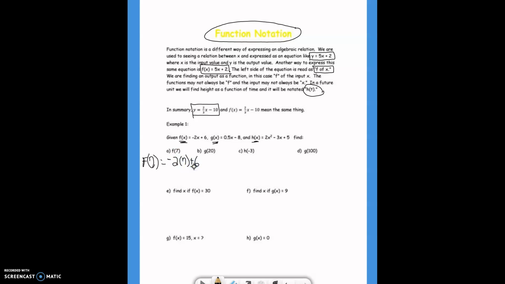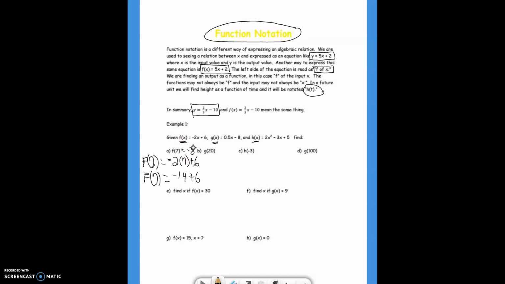So this would just be f of 7, if we evaluated that, would be what? Negative 14 plus 6, right? So negative 14 plus 6 is going to give me my function, and that would be a negative 8. So f of 7 equals negative 8.